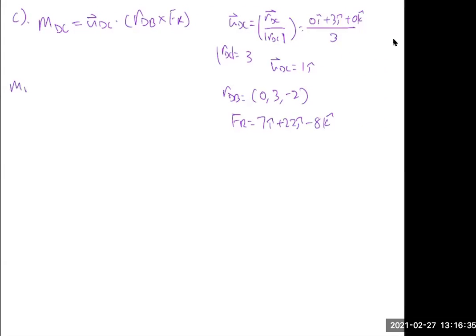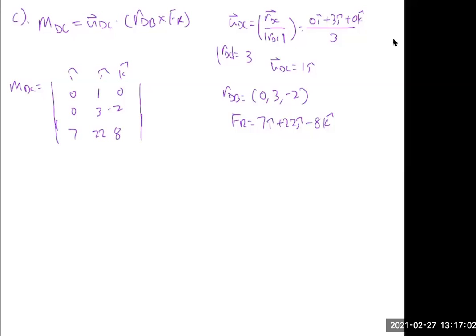Okay, so MDC is equal to the determinant of IJK. For this one, I have to put my UDC on the top. My UDC is simply just 0i, 1j, 0k. Then the next row, I'm gonna put my RDB, so 0, 3, negative 2. In my last row, I got 7, 22, 8.